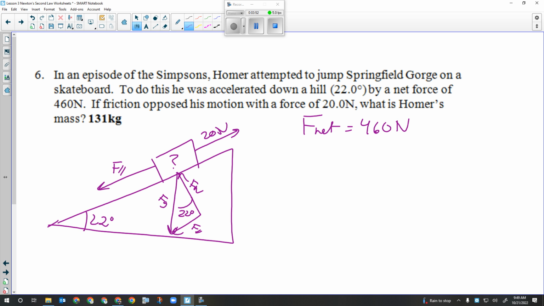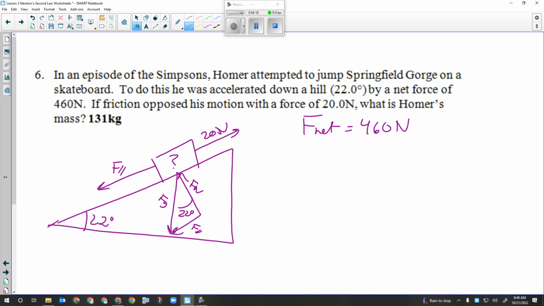If I can get F parallel, what can that help me get? I've got to work completely backwards to everything we've ever done with an inclined plane question for this one. I've got to get F parallel so I can get FG, so I can get the mass. We always start with the mass, get FG, get F parallel, and then go to the acceleration from there. This one's just completely backwards.